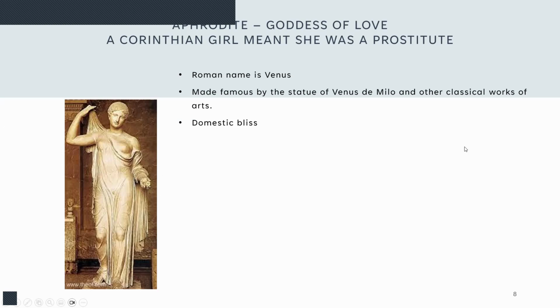Domestic bliss, let me see here what I have on that. I've got a lot on the road, that is just a lot more information than we need to know.